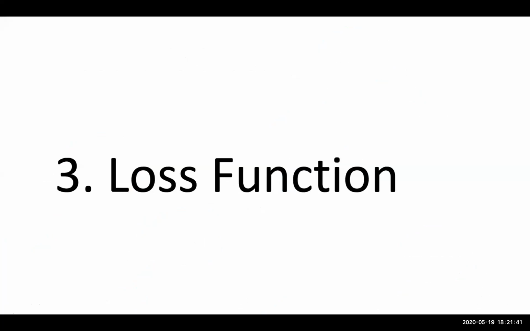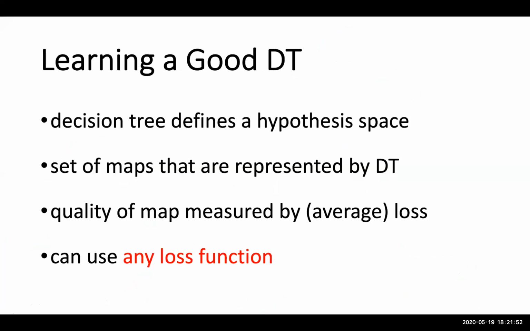So the question now is, how do we find the best or a good decision tree given some labeled data? Well, and for this, we need the third component of a machine learning method, which is the loss function. And decision trees can be combined with any loss function you like. So you can use a squared error loss if you have a regression problem, or you can use a 0-1 loss, or what other loss functions did we hear about for classification problems?